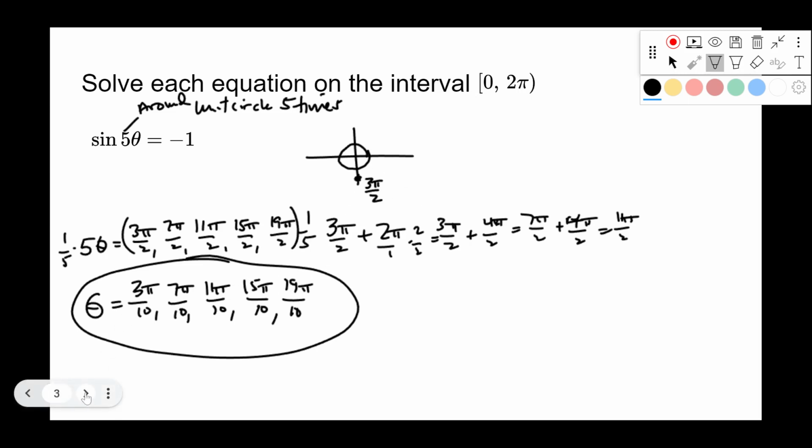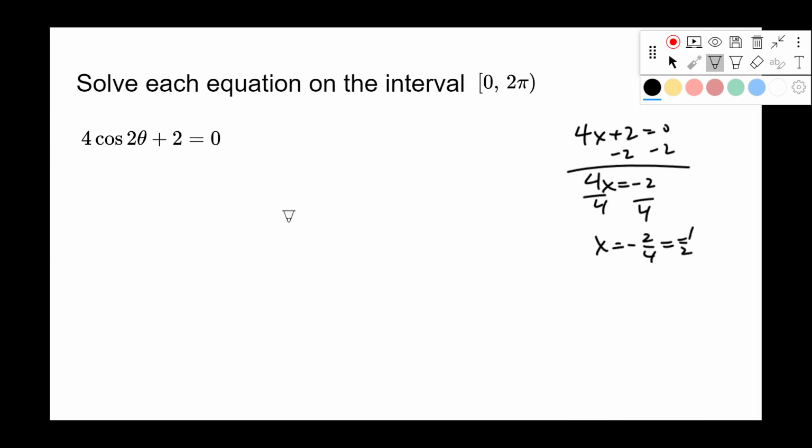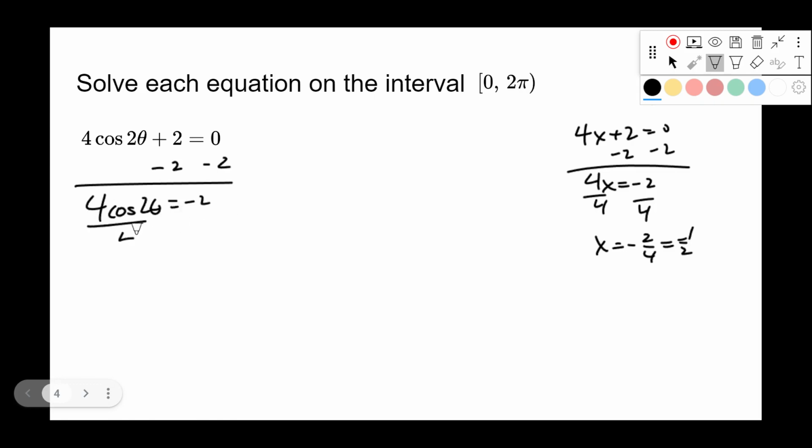Okay? All right. Let's try 4 cosine 2 theta plus 2 equals 0. So this is like me trying to solve 4x plus 2 equals 0. I would subtract 2 and divide by 4. I'd get -2 over 4, which is -1/2. I'm going to do the same thing over here. Subtract 2 on both sides. 4 cosine 2 theta equals -2. Divide both sides by 4. Cosine 2 theta equals -2 over 4, which is -1/2.